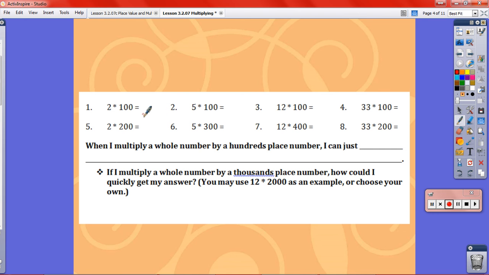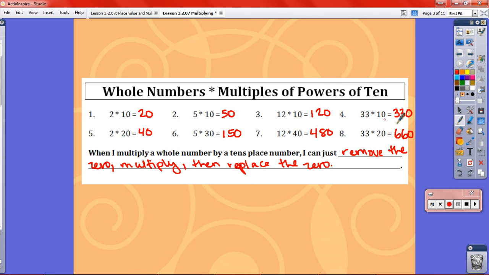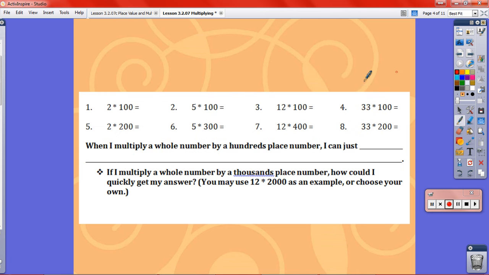We extend the pattern to multiplying by multiples of 100. So it's the same numbers, except now instead of 10 it's 100, instead of 20 it's 200. So 2 100s is 200, 5 100s is 500, 12 100s is 1200, 33 100s is 3300. And we see the same pattern here. 2 200s makes 400, because 2 times 2 is 4, put the zeros back.